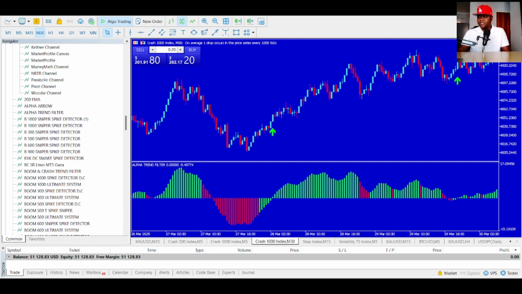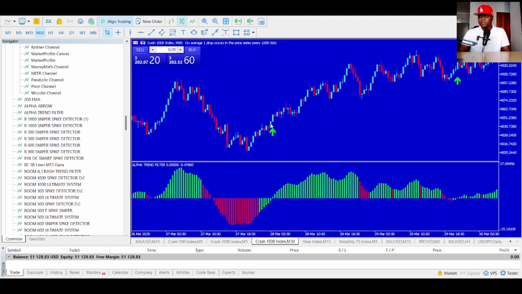So with me, when you receive your file, I don't want to make this video very long. When you receive your file, you will have three files. The first one will be a template, the blue background that you see on my desktop, and you're also going to have the alpha arrow and the alpha trend filter. So those are the three files that you receive. So let's look at how this indicator looks like.